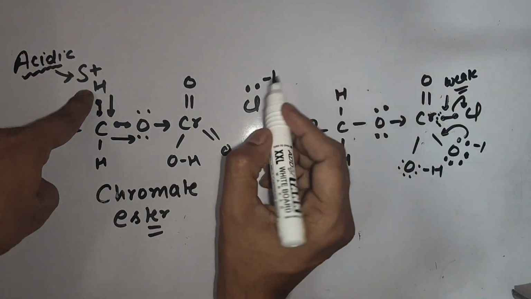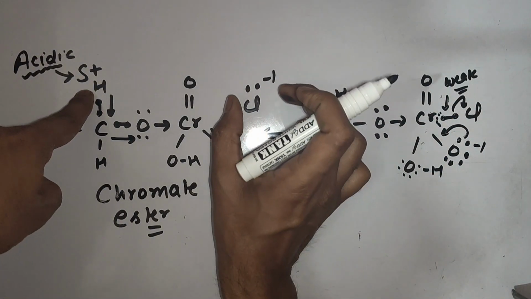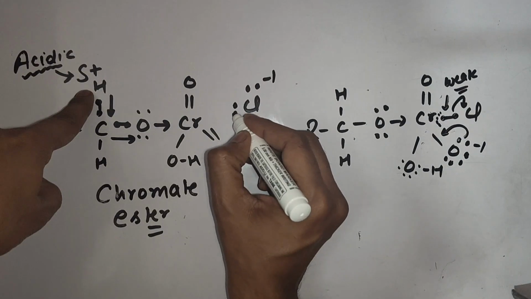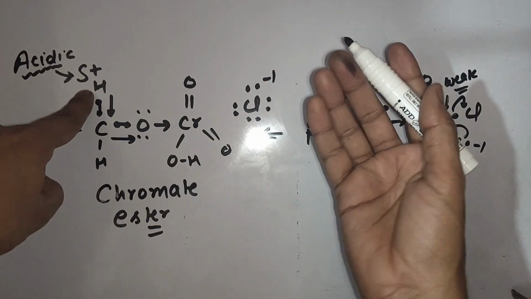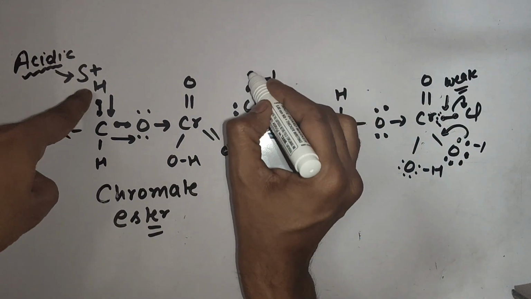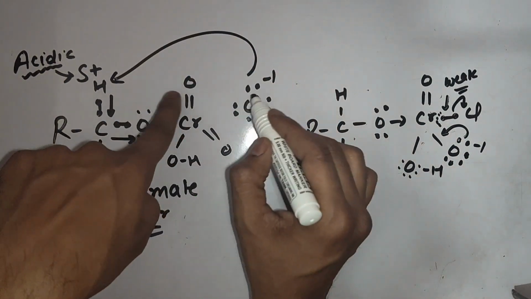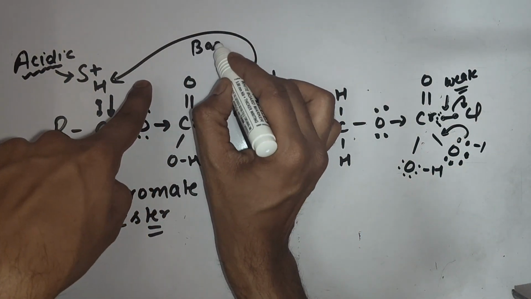Here, this H positive will be attacked by this Cl negative, because this Cl negative is carrying 4 lone pairs and also it is unstable. So it can attack easily on this H. It means it is working like a base here, a Lewis base.